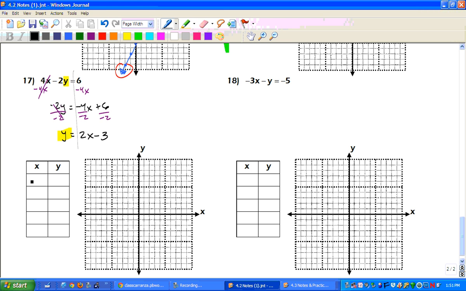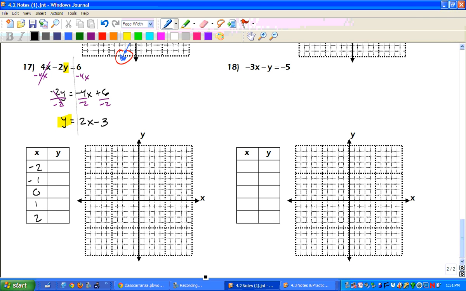So now we're happy because that y is by itself. We're going to pick 5 points, and you guys are in charge. Go ahead and pause the video and figure out what all your y points are, and then we'll graph it together. Okay?